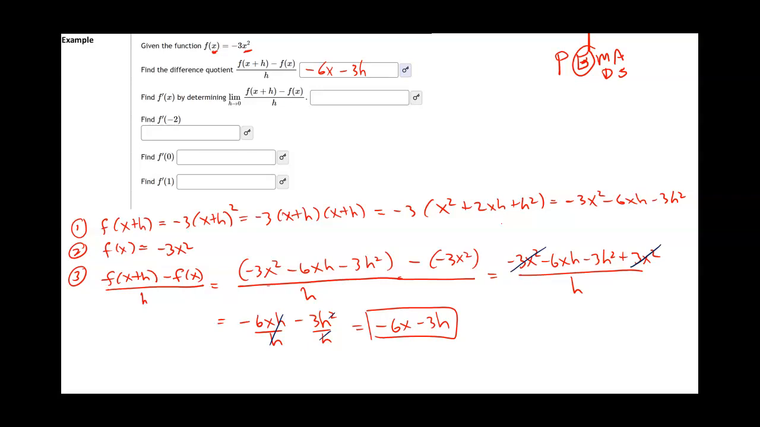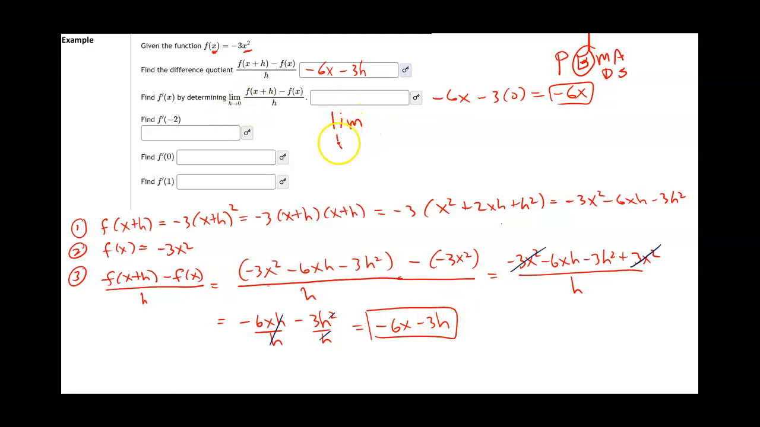Now, in the second part, we want to find out what is f prime of x. So f prime of x is going to be the limit of that as h approaches 0. Now, remember that to find a limit, we're just going to use direct substitution. So if h is going to 0, then in this function, I'm going to replace h with 0. Let me write that down a little bit cleaner.